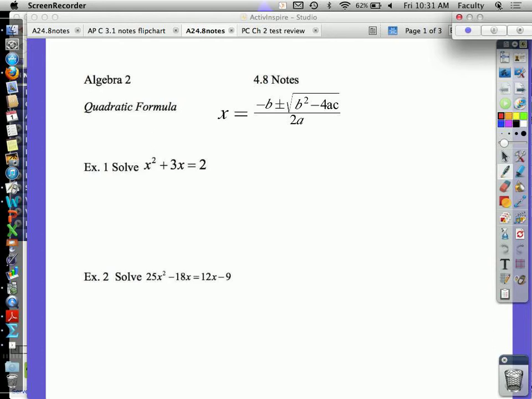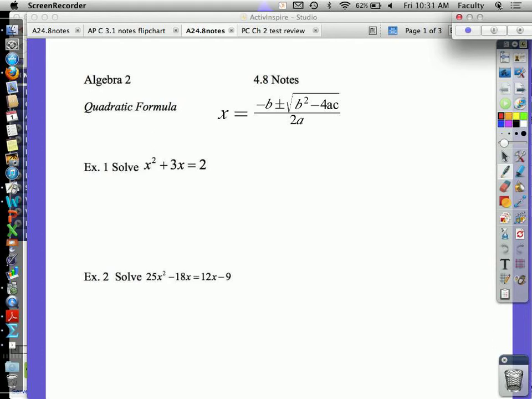All right, one more time to make sure it's stuck in your head for the rest of the day. Here we go. 1, 2, 3. X equals negative b plus or minus square root b squared minus 4ac all over 2a.